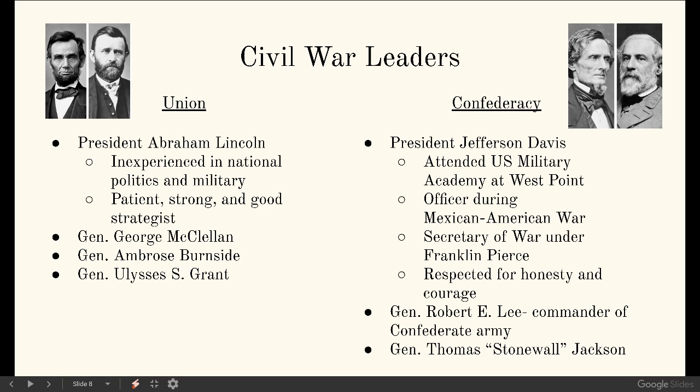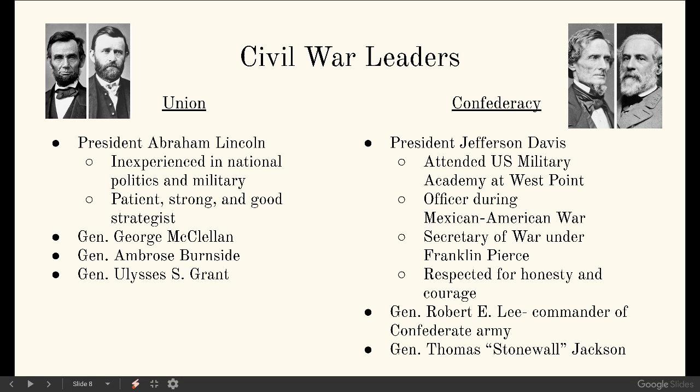A couple of Civil War leaders that we're going to be talking about. On the Union side, we of course have President Abraham Lincoln. He is unfortunately pretty inexperienced when it comes to national politics and the military. But he was very patient and he was a strong leader, which is going to make it possible for him to do what he needs to do in order to preserve the Union.